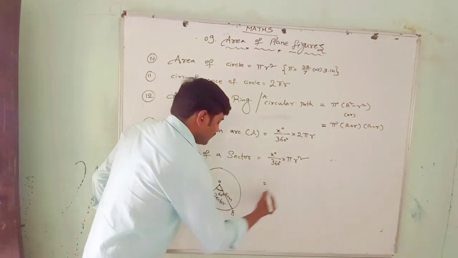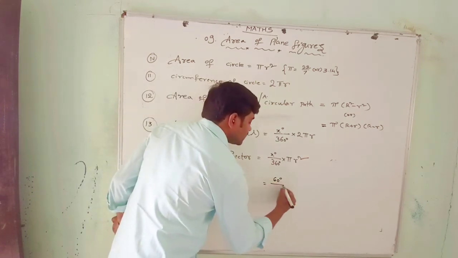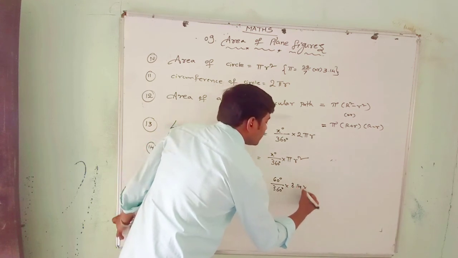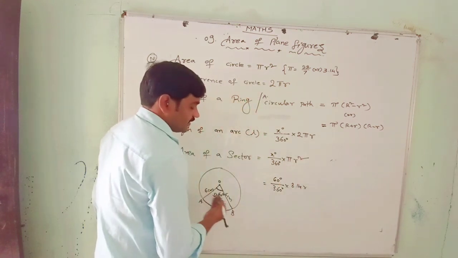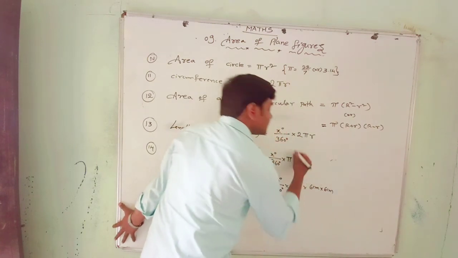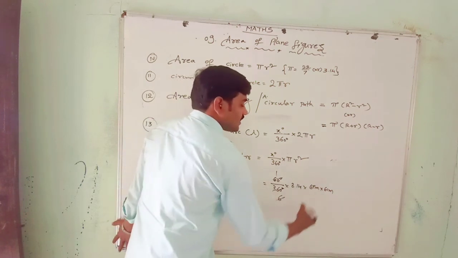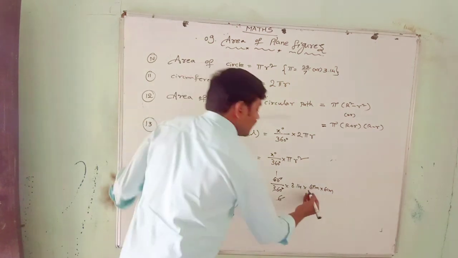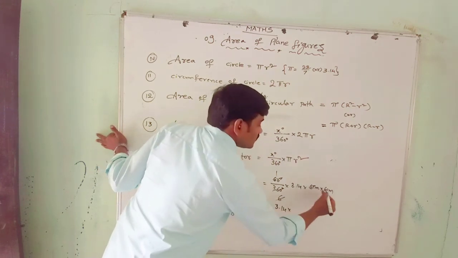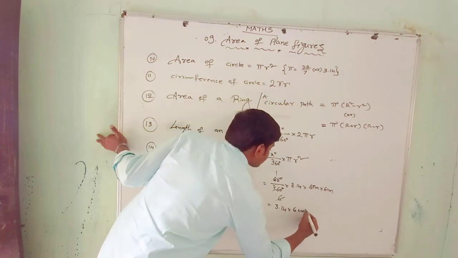Now let us substitute to find the area of the sector. That is x degrees, 60 degrees, by 360 degrees into pi value 3.14 into r value 6 centimeter. It's r square, so we use 6 centimeter into 6 centimeter. Here 60 ones are 6, 6 sixes are 36, the 6s get cancelled. Now what is left here? 3.14 into 6 centimeter square.